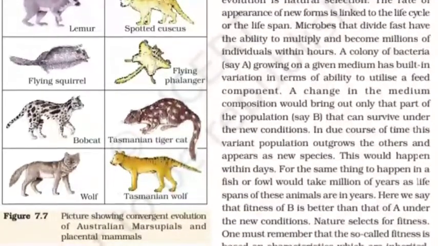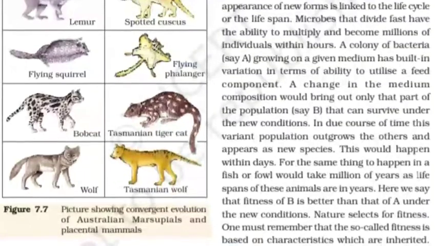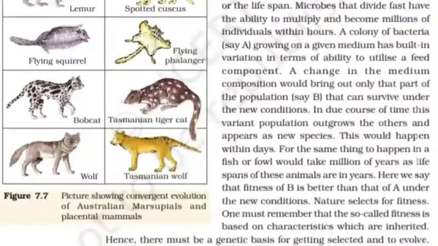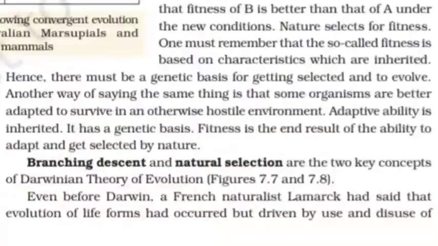Here we say that the fitness of B is better than that of A under the new conditions. Nature selects for fitness. One must remember that the so-called fitness is based on characteristics which are inherited. Hence, there must be a genetic basis for getting selected and to evolve. Another way of saying the same thing is that some organisms are better adapted to survive in an otherwise hostile environment. Adaptive ability is inherited. It has a genetic basis. Fitness is the end result of the ability to adapt and get selected by nature. Branching descent and natural selection are the two key concepts of Darwin's theory of evolution.